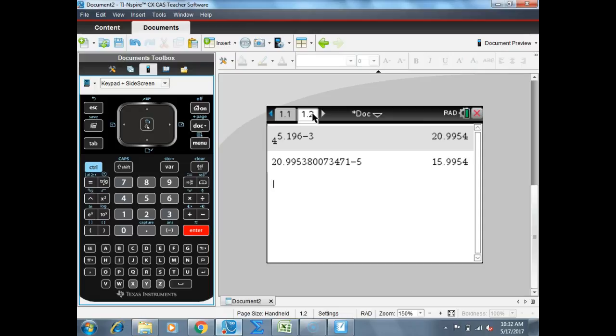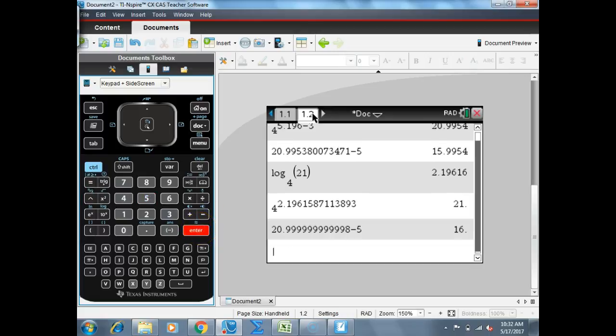Okay? If I were to do this using the entire number on the calculator, leaving everything on the calculator, I would get 16 then. Okay? Because I would go log base 4 of 21 gets me that. So then I would take 4 to that power, which gets me 21, then minus 5 gets me 16. Okay?